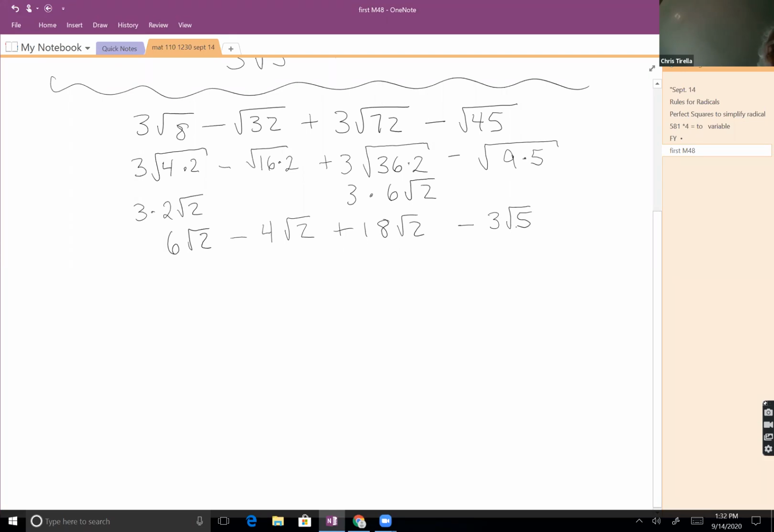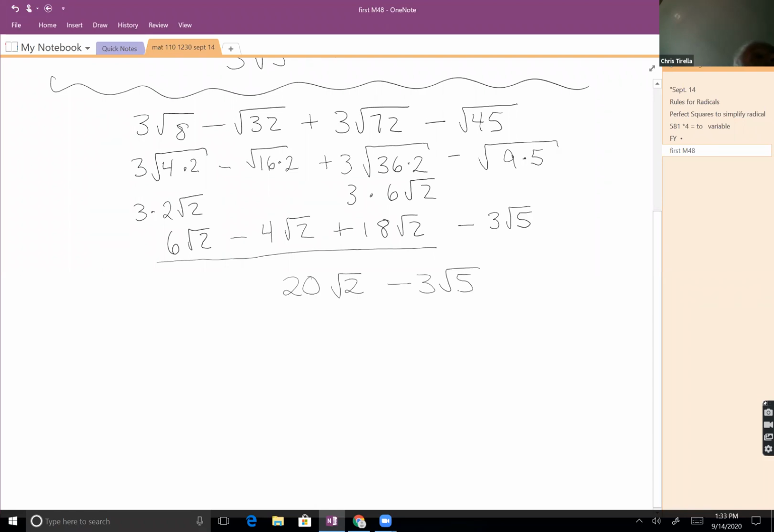Now they're all simplified. I can combine the first 3. Again, they're all radical 2, so it'll stay radical 2. 6 minus 4 is 2, plus 18 is 20. And then that one that's not like just has to stay alongside.